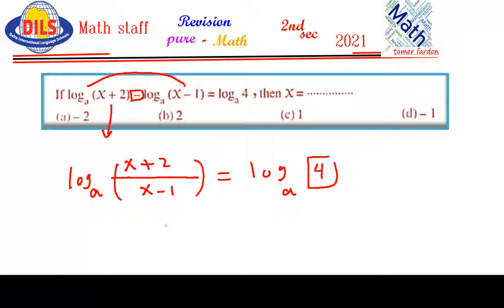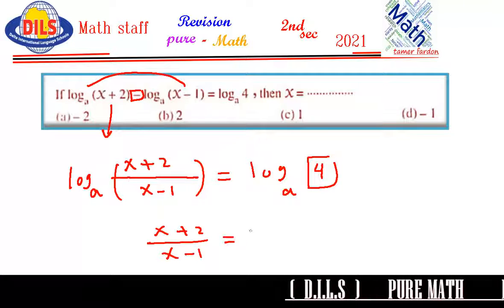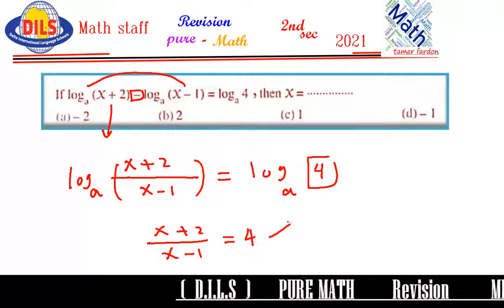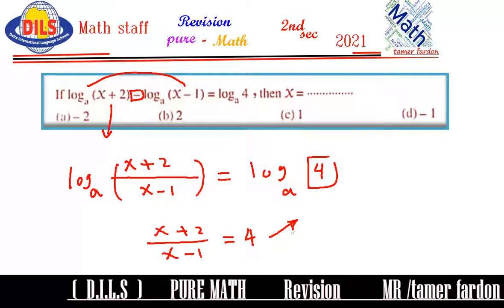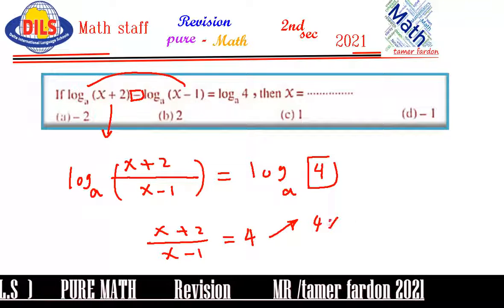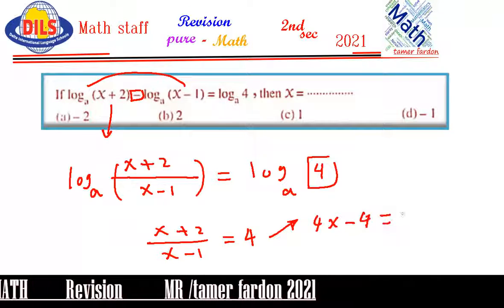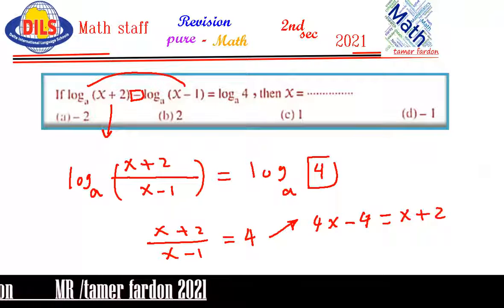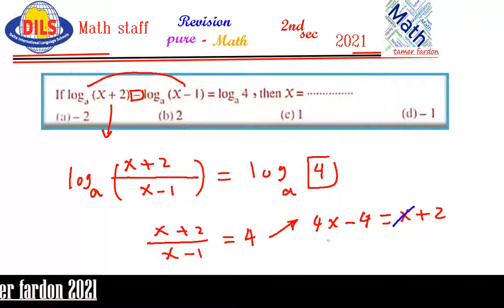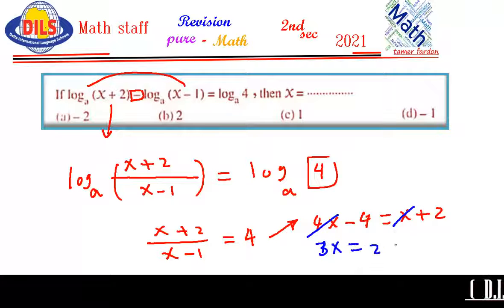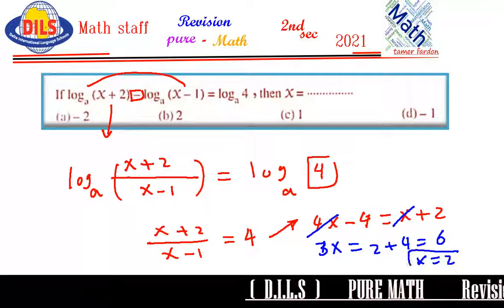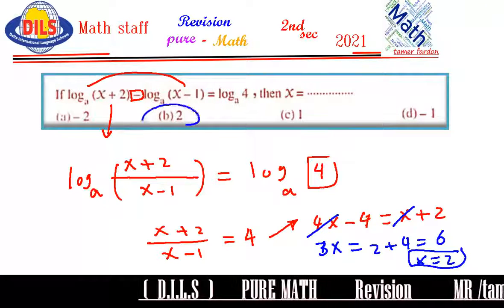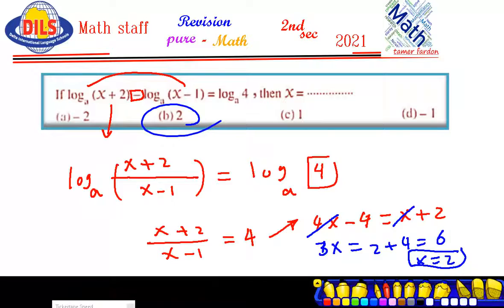So x plus 2 over x minus 1 is equal to 4. By cross multiplication we get 4x minus 4 is equal to x plus 2. Remove x from 4x, we get 3x equals 2 plus 4 equals 6, so x equals 2. So the correct answer is B.